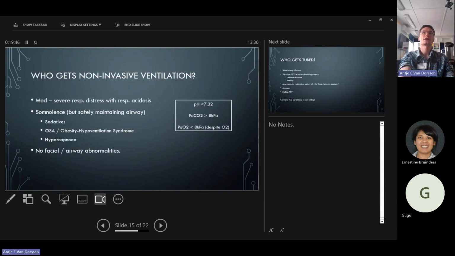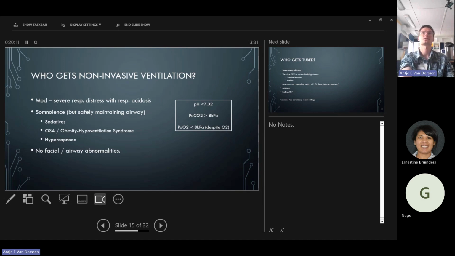So who gets NIV? Patients with moderate to severe respiratory distress with a respiratory acidosis, pH of less than 7.32, according to the basic guidelines. Somnolence, but maintaining the airway. So if they have had some sedation, they've got OSA or obesity hypoventilation syndrome, or they're just hypercapnic, but they're safely maintaining their airway, then you may consider it.